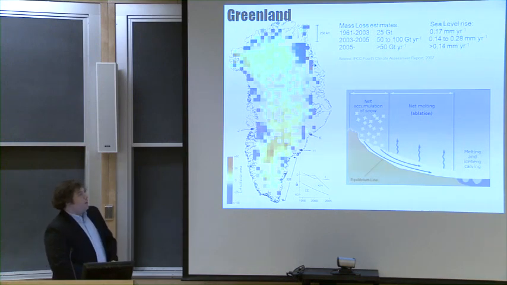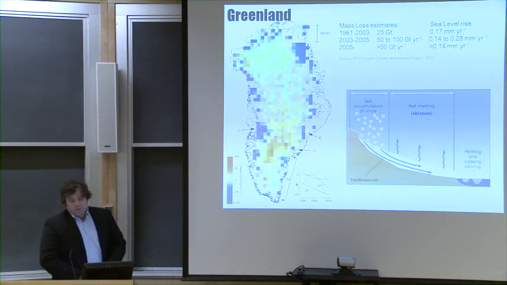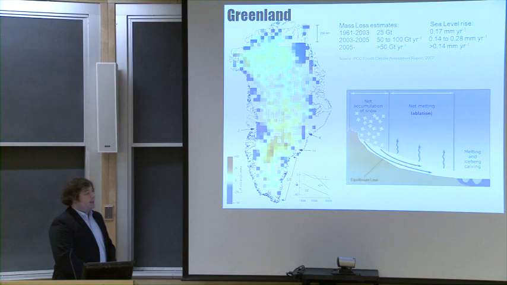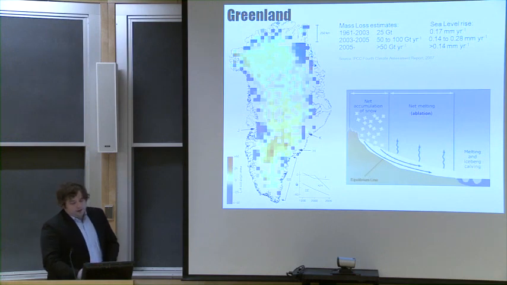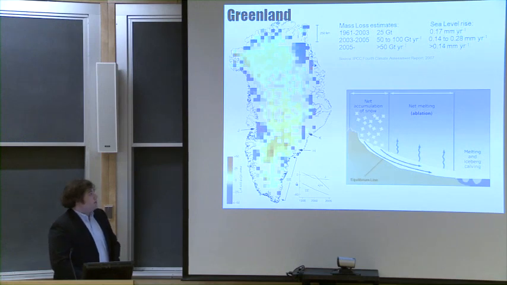And, you know, so what? Well, when this ends up in the ocean, we only get maybe 0.17 millimeters per year. And what does that mean? It doesn't seem like a lot, but over time, the climatological effects of raising sea level that much can be pretty drastic.